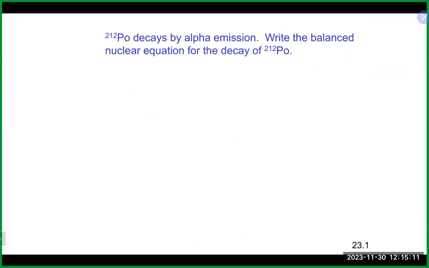Hug your electron. Let's try one. Po-212 decays through alpha emission. Write the balanced equation. If you have a periodic table, you might want to reference it.